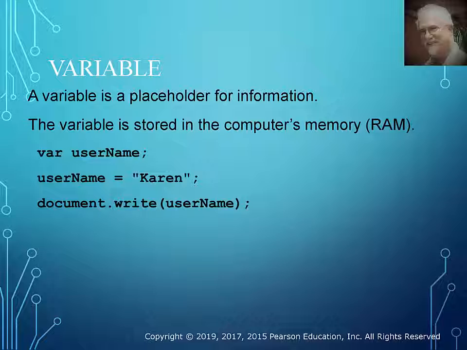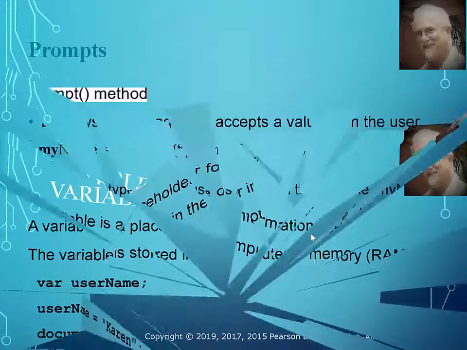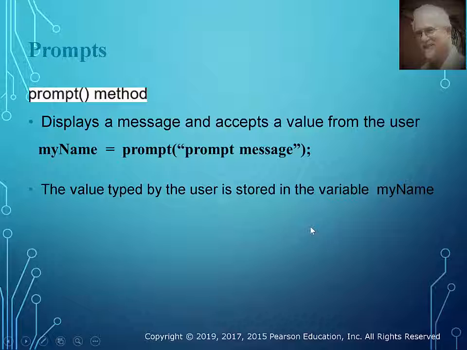And then we're going to say document. Now we're going to use a method here, document.write. So we're going to write in the document the userName, that is the variable, and it will come out as Karen. And again, semicolon at the end. Okay, this kind of thing is extremely common.